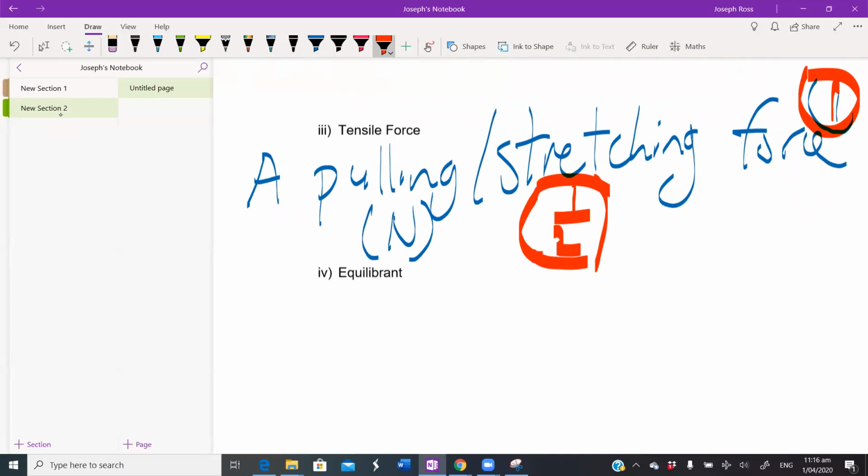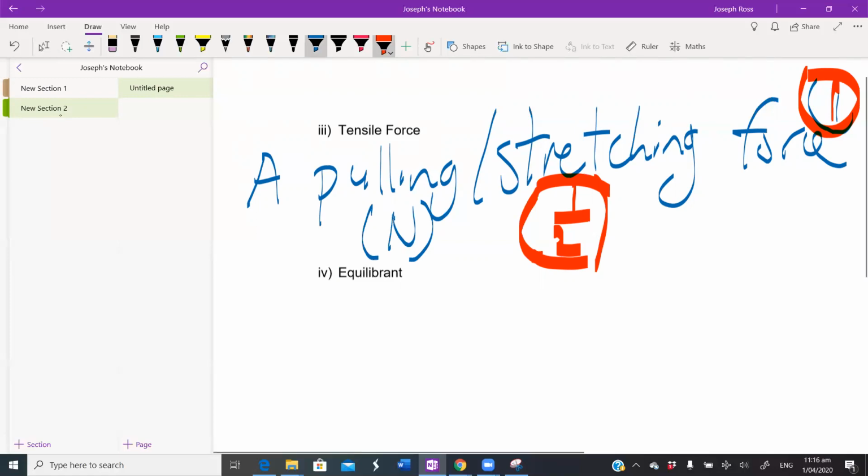Okay, equilibrant. Some of you would have said that that's the opposite direction of the resultant. Well, that's true, but it's not really a definition, because the natural question that you would have asked from that is, what is the resultant? So you would have then had to give the definition of the resultant. So it's not very effective as far as a definition is concerned. So if you said the opposite of the resultant was all you said, then that would be half a mark.